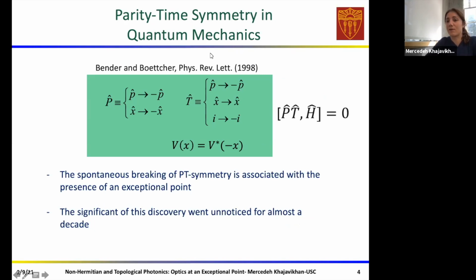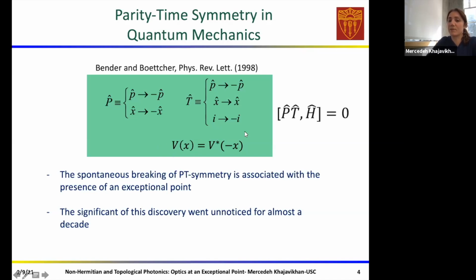So meaning that all the physical observables have eigenspectra, or basically eigenvalues, that are real. Back in 1998, Bender and Boettcher asked themselves this very fundamental question: is it necessary for a system to be Hermitian in order to have real spectra? And interestingly, they found that the answer to this question is no.